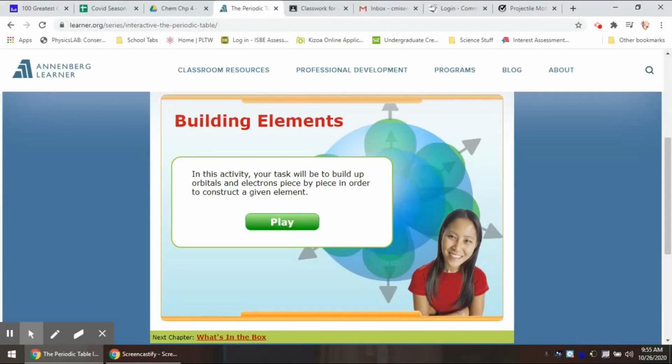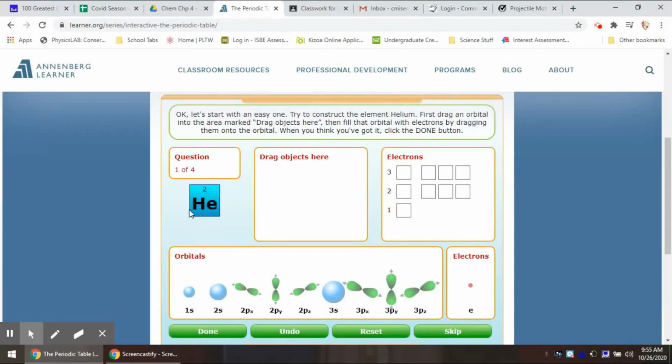We're going to use this simulation to get a better visual of what's going on with these orbitals and energy levels and electrons. So first of all, they're telling us we're using helium, and helium is atomic number 2, which is 2 protons, but we're dealing with neutral atoms at this point. So if there's 2 protons, we're going to be dealing with 2 electrons.